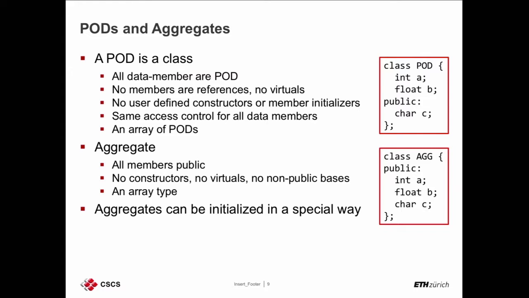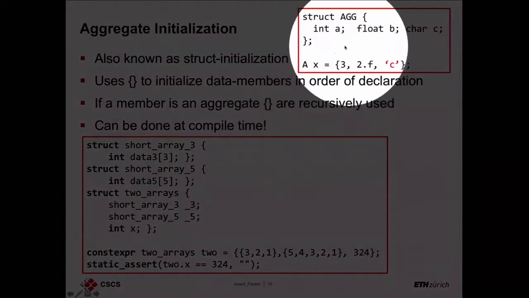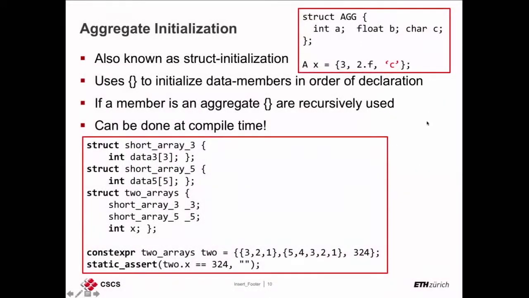But what's interesting is really these guys here, aggregates. Aggregates are pretty useful, pretty cool. Aggregates can be initialized with aggregate initialization, also called struct initialization. You can find both names. It uses curly braces to initialize the data members in order of declaration. So if I have a struct aggregate with an integer, a float, and a char, I can initialize my struct with 3, 2, and C. After this, we have an object x with those 3 fields set.